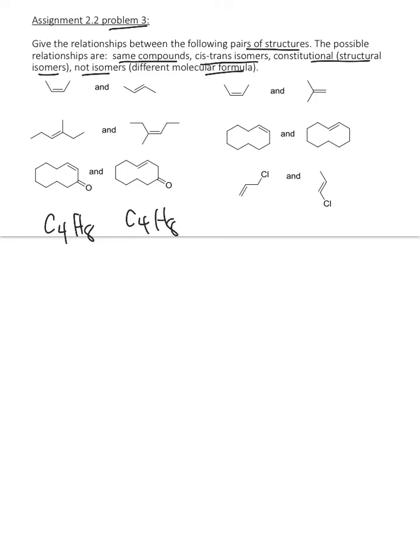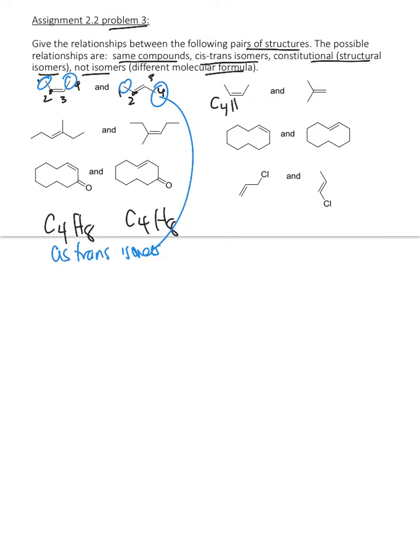And is the double bond the same? 1, 2, 3, 4. It's on the carbon 2. 1, 2, 3, 4. Yes, it's on carbon 2. So this means, if you look at it even more closely, these methyl groups are on the same side. These methyl groups are on the opposite side. So this would be cis-trans isomers. Okay, let's go to the next one.